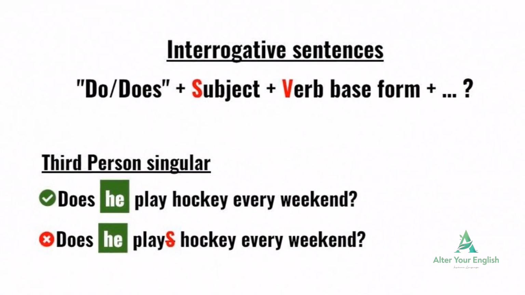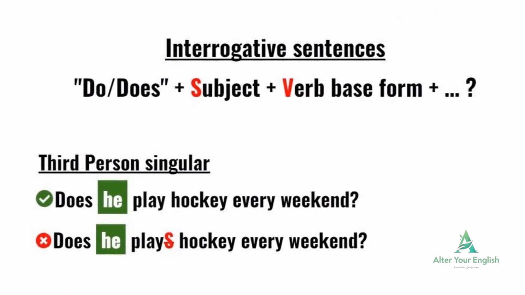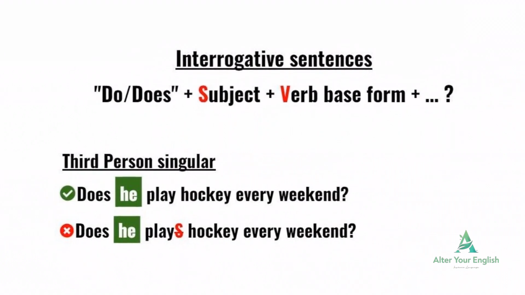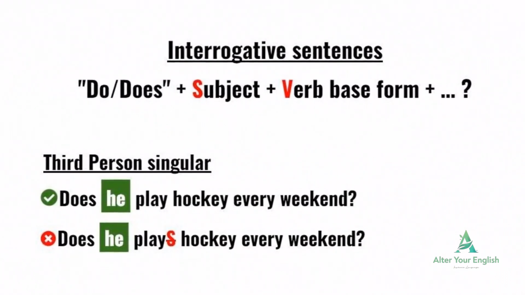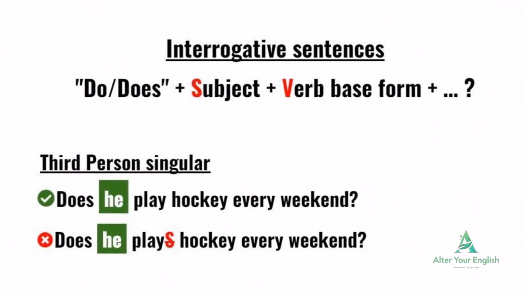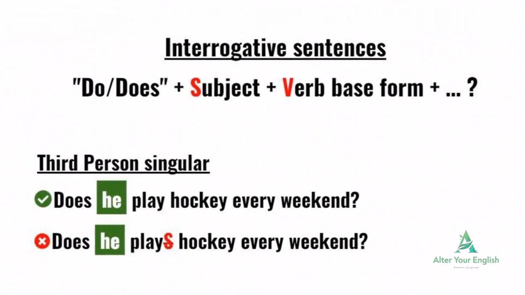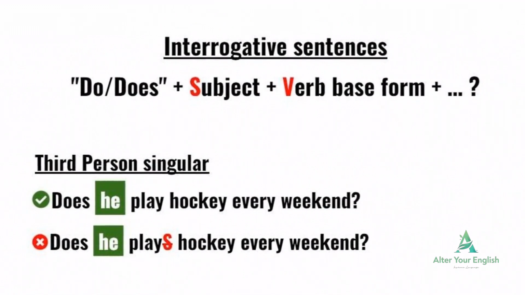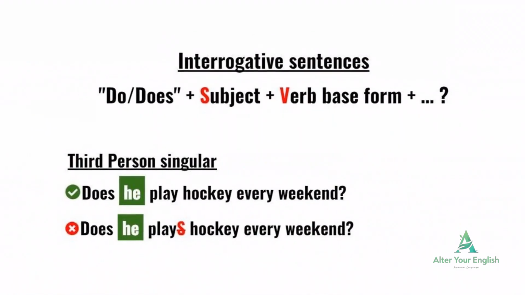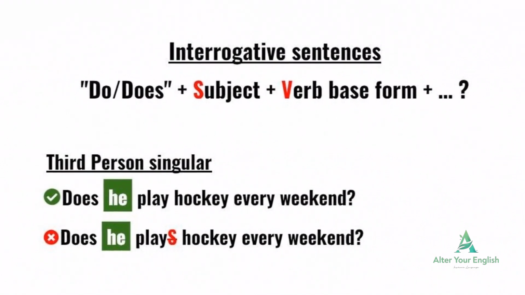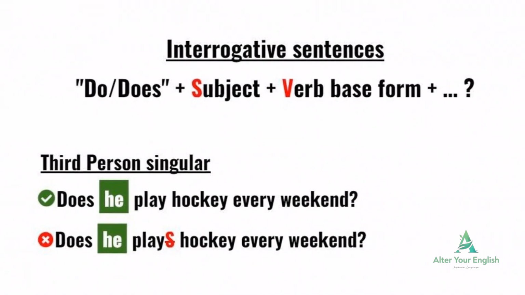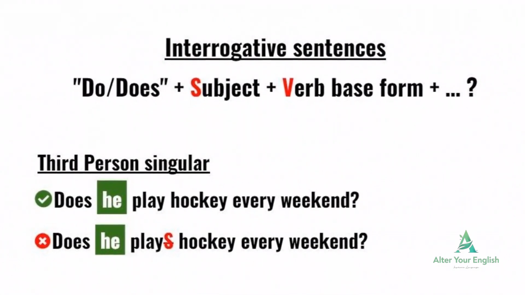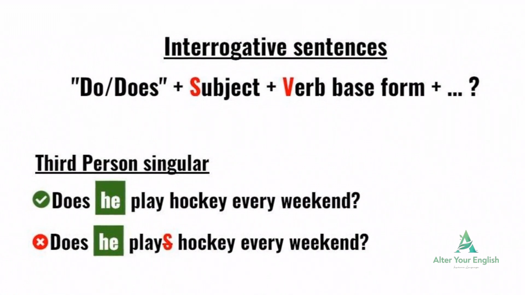That is correct. And now I would like to show you an interrogative sentence with a common mistake. Does he plays hockey every weekend? It's wrong, don't do that. When we ask questions, even when there is a third person singular, he, she, it, we have to use the base form of the verb. It's very important. A lot of people get confused and make mistakes.